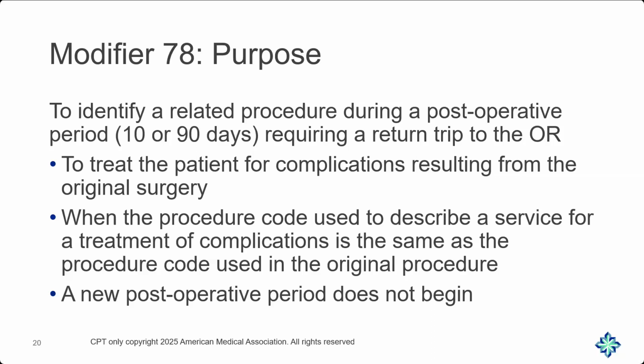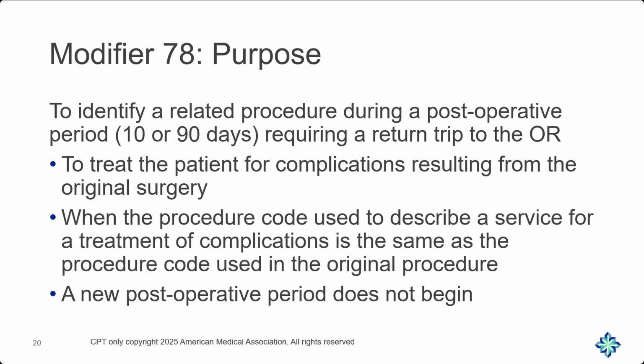Keep in mind, a 78 will also begin a new global period. So if it has a 90-day global period, you go in at day 60, and then you have another global period that will begin again for 90 days. So this one, lots of stuff going back and forth with it.